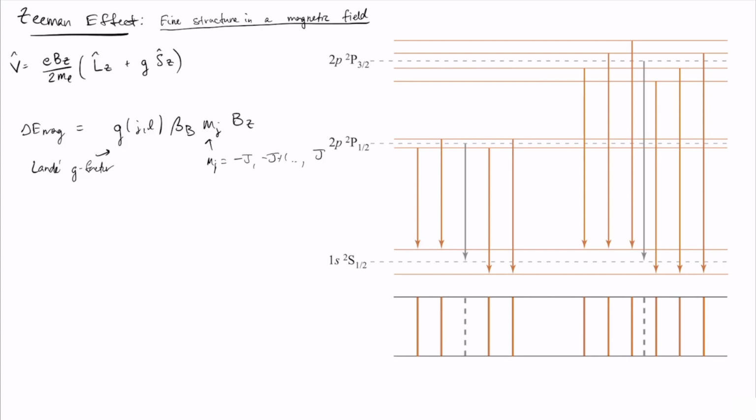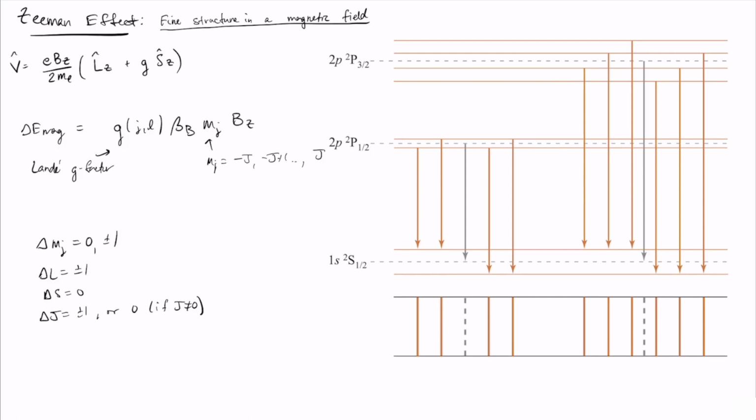And this is a selection rule on m sub j. So we see that delta m sub j can equal 0 or ±1. So this is in addition to the delta L equals ±1, delta S equals 0, and delta J equals ±1 or 0 if J is not equal to 0.